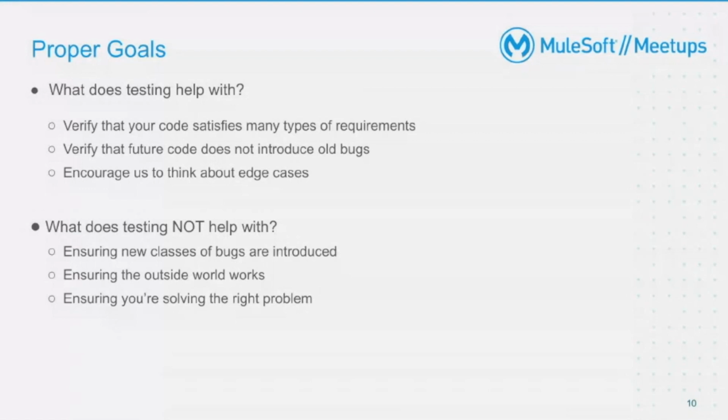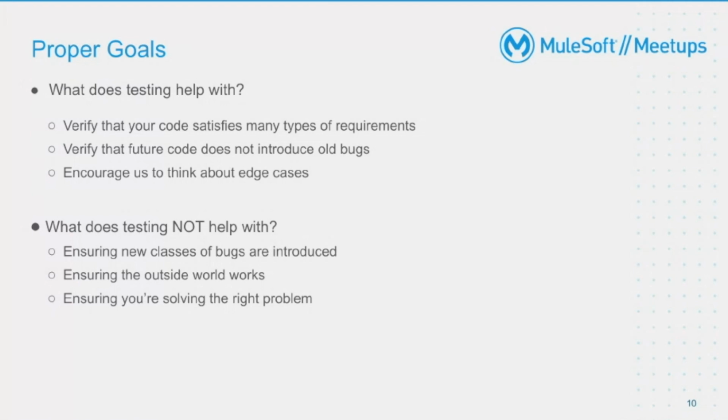And lastly, it encourages us to think about edge cases. So a really good goal to have when you're testing is to start testing your code as you're developing it, so that you can start thinking about what can go wrong in your code, what most likely won't go wrong in your code, and see if you're actually solving the problem in the right way.